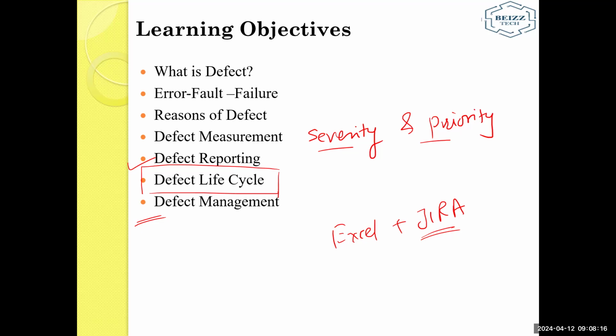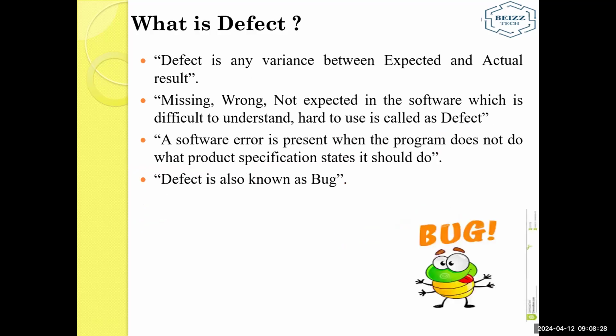But then it is important to understand how we can identify the defect, how we can measure the defect, and how we can maintain the defect report. These points are important to discuss. So first, what is a defect? A defect is variance between expected and actual result. Variance is nothing but the difference. Anything which is missing, wrong, or not expected in the software, or which is difficult to understand or hard to use, we can also refer to as a defect.